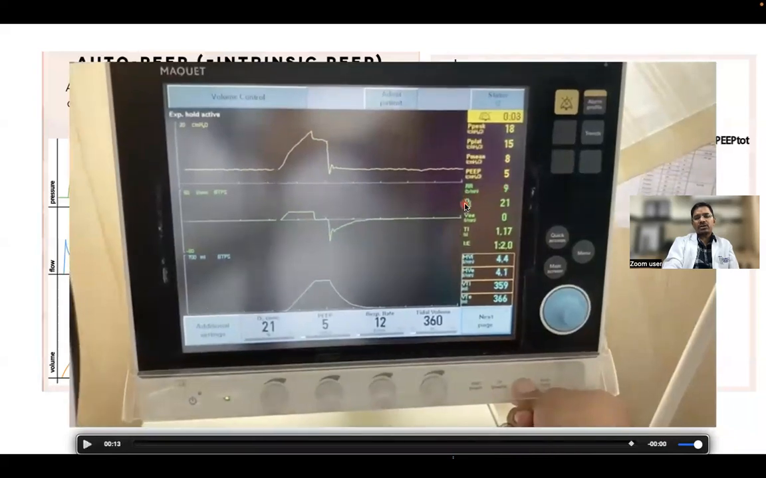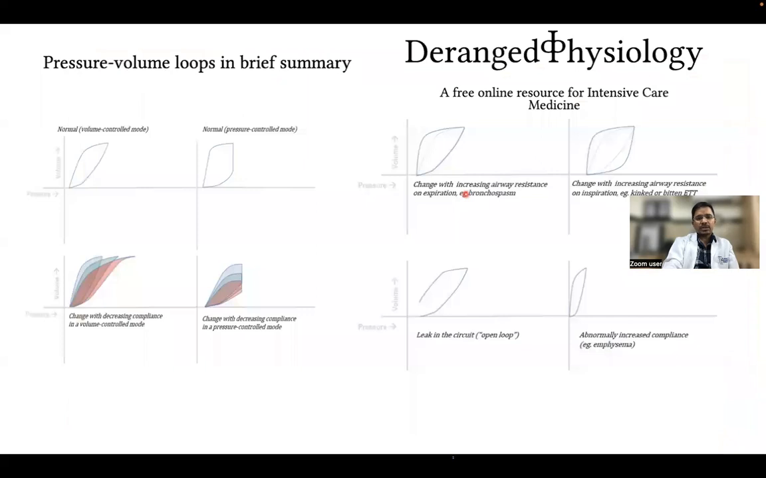So, but how will you do that? That we can see from this video. Now there are different loops called pressure volume loops. From these pressure volume loops, we can identify so many things. Suppose the compliance is decreasing.